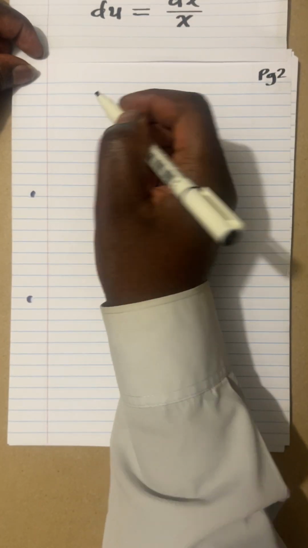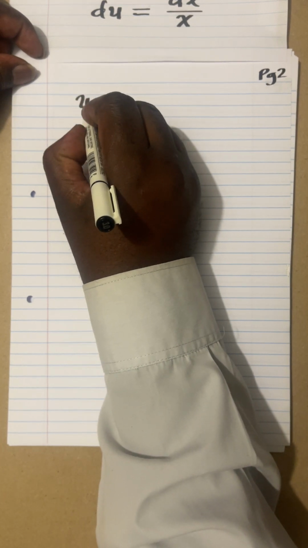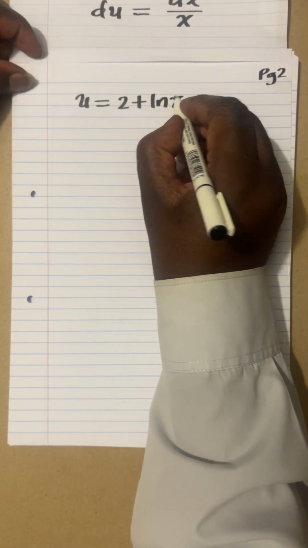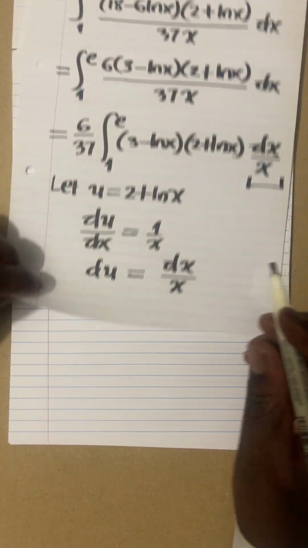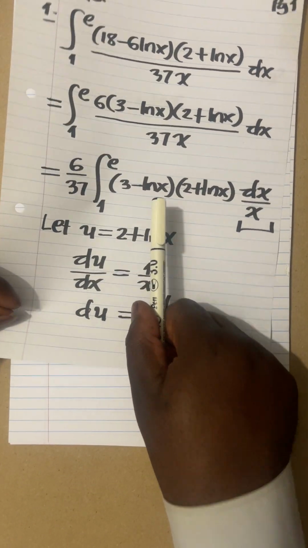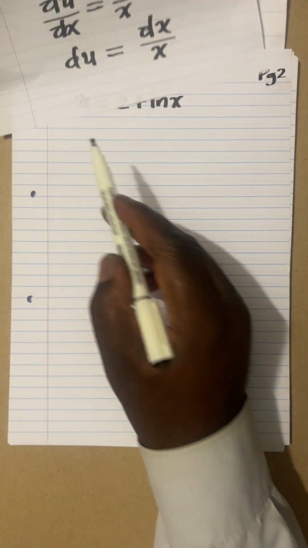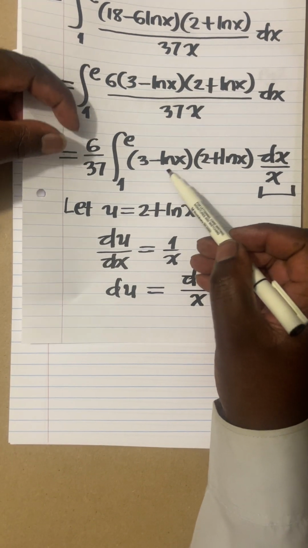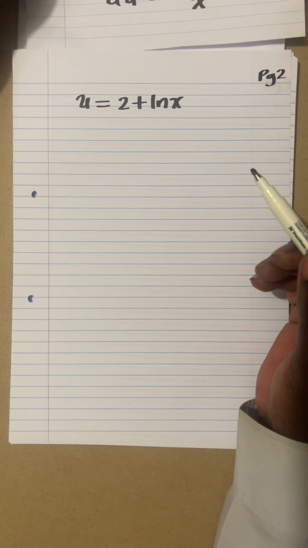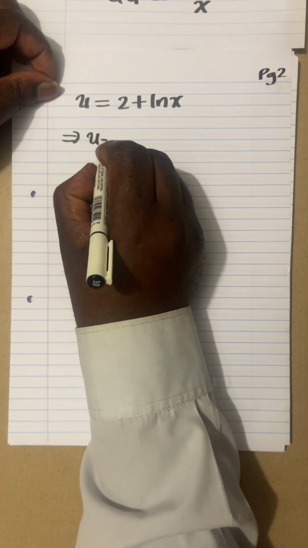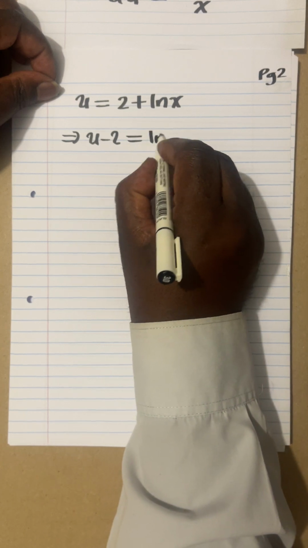I said out of u is equal to 2 plus natural log of x, I must produce 3 minus natural log of x. So the first thing I'm going to do is to check the 2 to the left hand side, so I remain with natural log of x, and then I'm going to multiply by minus 1 both sides. So this implies u minus 2 is equal to natural log of x.